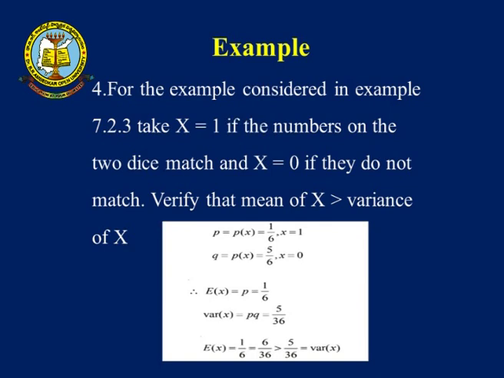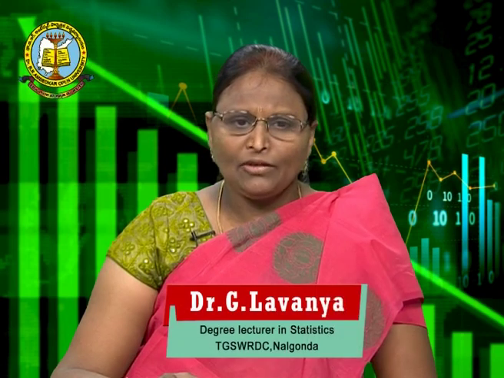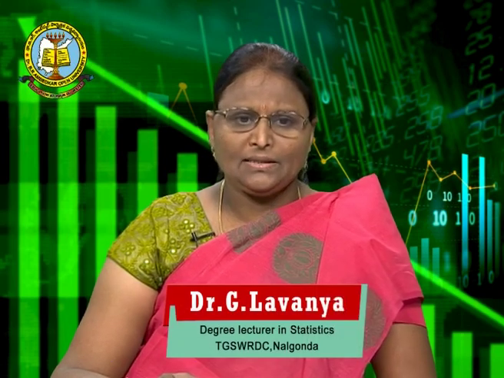Already we found the variance of x is 5 by 36. Here we obtain the mean value as 1 by 6, which we can write as 6 by 36, and we compare mean and variance. Here the mean is greater than the variance. So it is a point to be noted that in the Bernoulli distribution, the mean is greater than the variance.